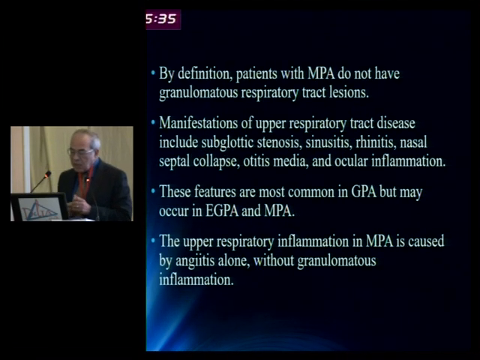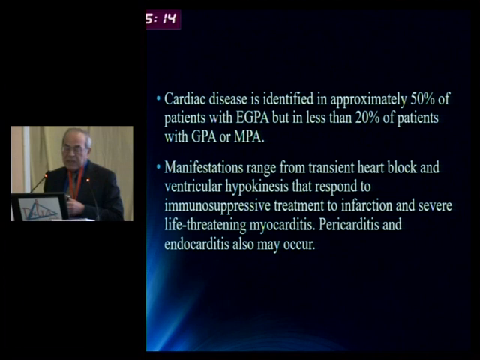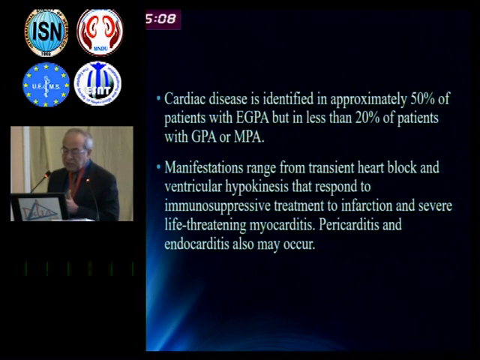By definition, patients with microscopic polyangiitis don't have granulomatous respiratory tract disease. It is mainly Wegener which can cause this. But microscopic polyangiitis can cause upper respiratory manifestations through angiitis, but without granuloma. Sometimes cardiac disease is identified in approximately 50% of patients with eosinophilic granulomatosis with polyangiitis, and in only 20% of patients with granulomatosis with polyangiitis and microscopic polyangiitis.